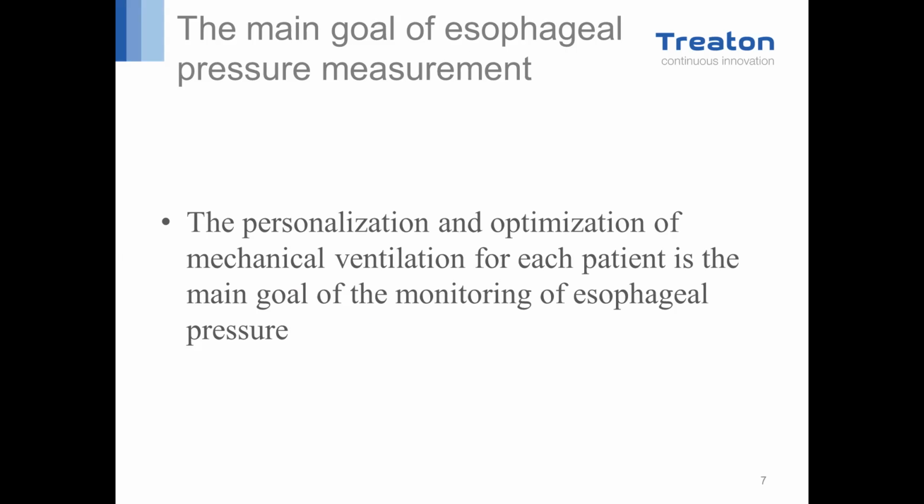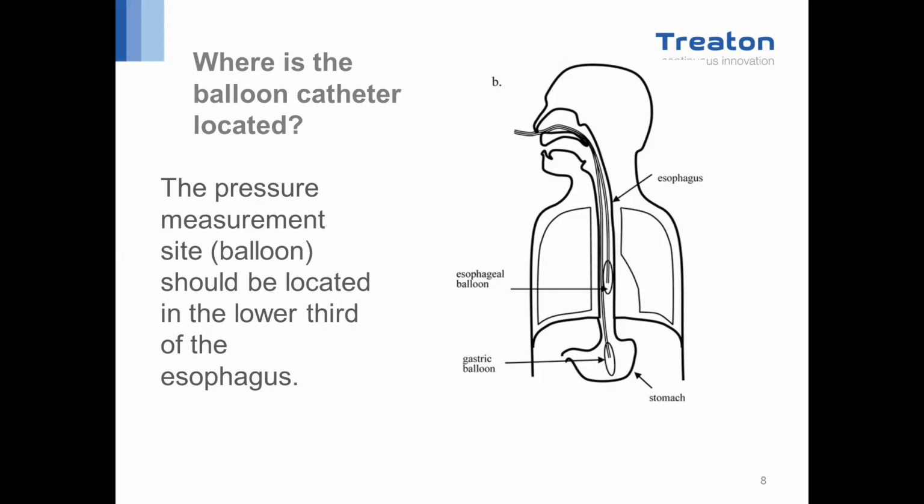Why do we use the esophageal pressure monitoring? For individualization of parameters of mechanical ventilation for each patient. It is the main goal. Why can we use esophageal pressure instead of intrapleural pressure? Let's remember where the measuring balloon is placed. In the lower third of the esophagus. It doesn't matter if you use a catheter with one balloon or two.